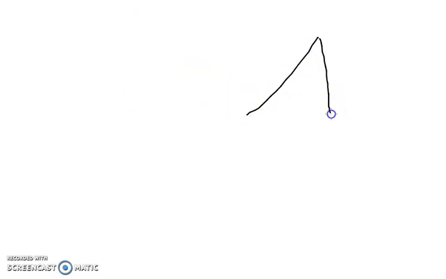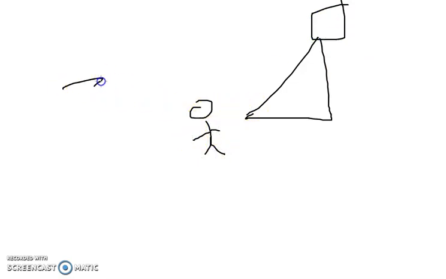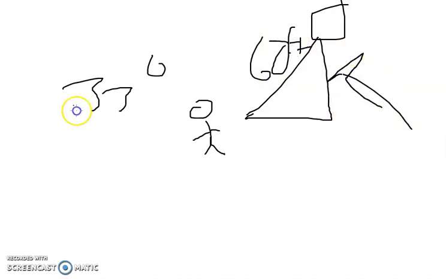So I drew the triangle. I said, if you are flying a kite and you're looking up at 33 degrees and the string of the kite is 60 feet long, how high up is the kite?